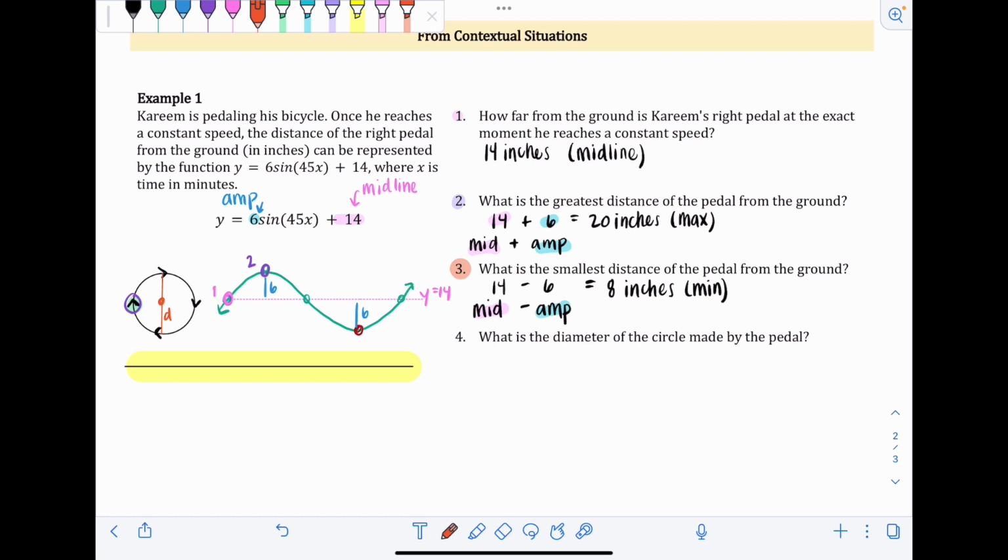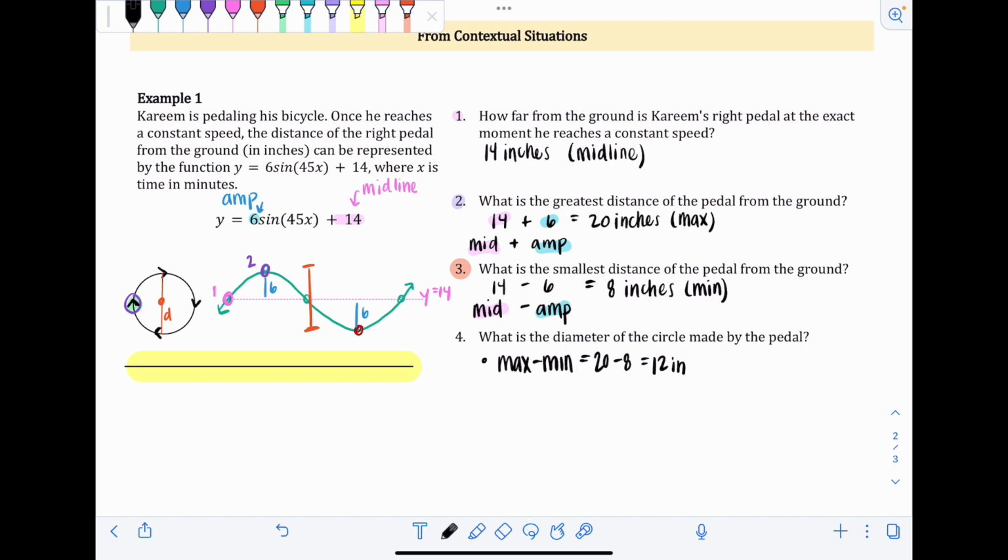So if you can figure it out from the circle, that's fine. If you can't figure out the circle, it's just the distance from the highest point on the graph down to the lowest point on the graph. So you can either subtract the maximum and the minimum. That's one way. I'm going to show both ways. I'll just bullet point them here. So you can do the max minus the minimum to find it, which is 20 minus 8. So 12 inches.